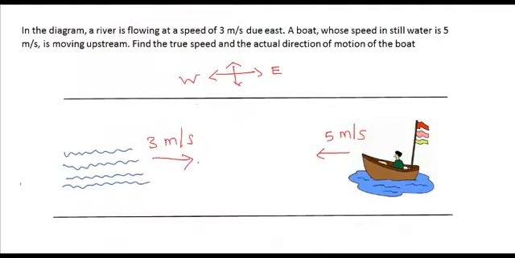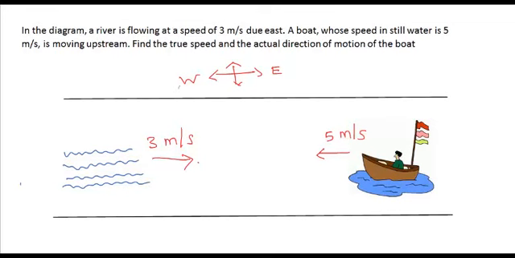Now let's consider the other example. In the diagram, a river is flowing at a speed of 3 meter per second. See, this is the river, with the speed shown here as 3 meter per second, and a boat having a speed of 5 meter per second in still water is moving upstream.